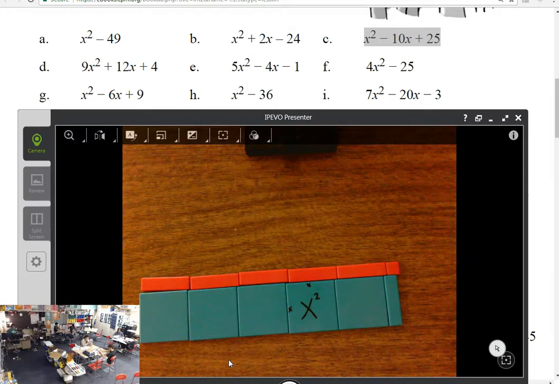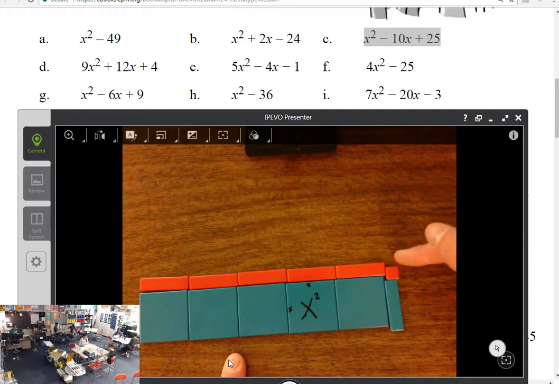Biggest trick I would say to utilize, make a rectangle out of your squared values, and your constant has to be diagonal to it. So bottom left, top right, and then fill it in from there.